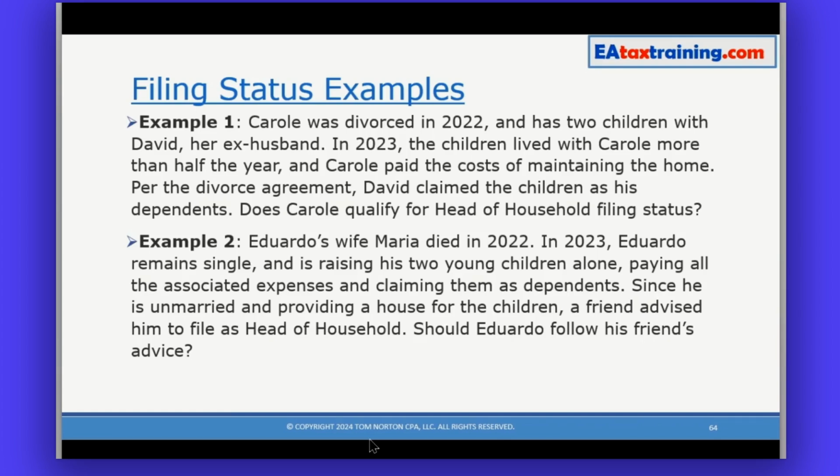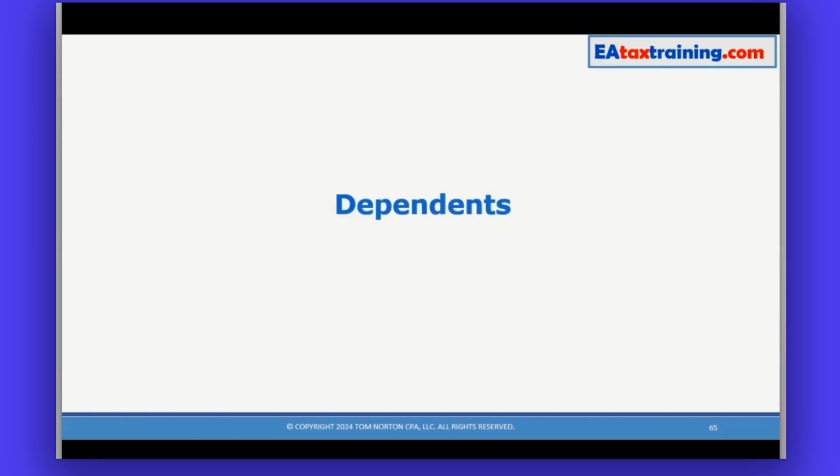He does have his 2 children, and he's paying all the expenses, and he's claiming them as dependents. Sounds to me like he qualifies for qualified surviving spouse. So Eduardo should not follow his friend's advice. He needs to find a good enrolled agent to do his tax return who can give him good advice, which is to file qualified surviving spouse.